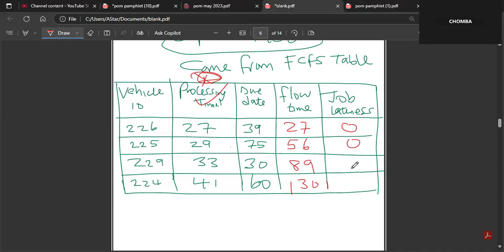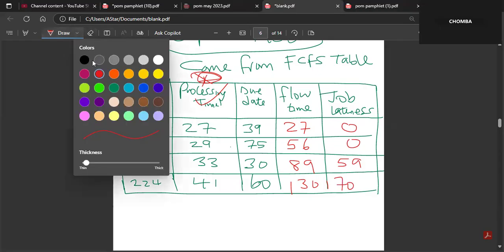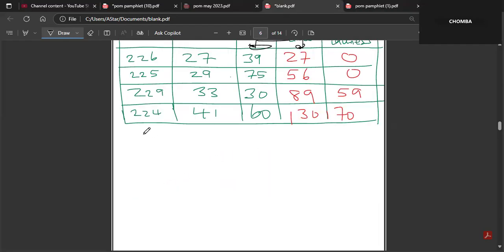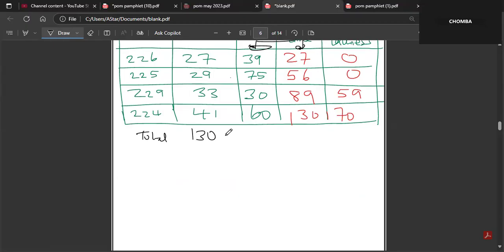So here on the lateness, we are not late for all those ones. Here we are late by 70. Here we are not late. Why? Because you are comparing the completion time and the due date for that vehicle. Are we together? So that's what happens. The total here? The total is 130 for the flow time.